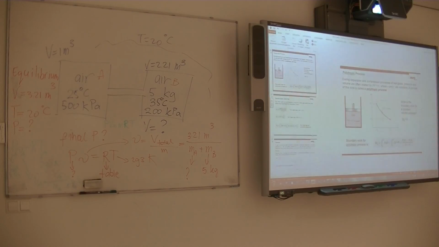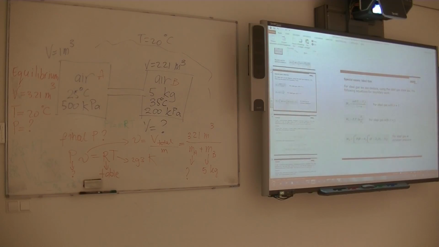Where does the n come from? Oh yeah, this one. Polytropic processes are processes that meet this equation, P times V to the power n equals a constant. And n and C are both constants in this case.